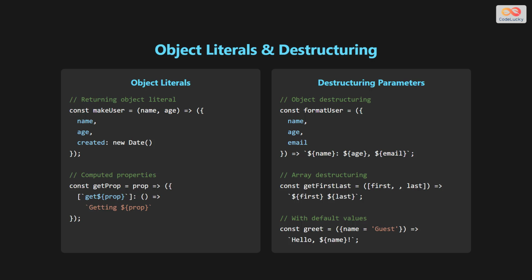Destructuring in parameters allows you to extract values directly from objects or arrays. Here's an example. The function formatUser extracts the name, age, and email from the object passed to it. Array destructuring is also supported, enabling you to pick the required parameters in order. The function getFirstLast picks the first and last item in the array while skipping the second item. Finally, you can provide default values during destructuring. The function greet uses a default value guest if the name property is not supplied in the arguments.